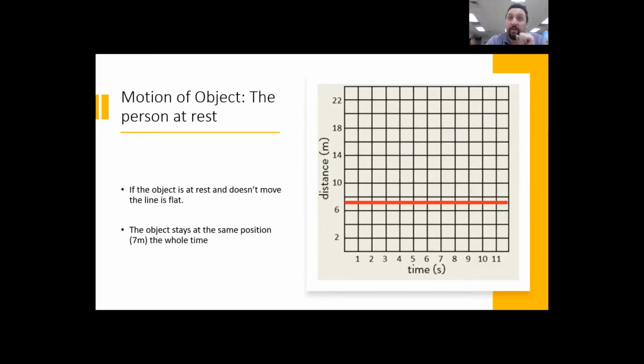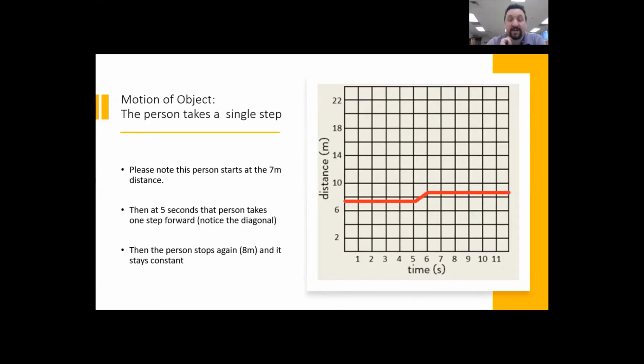Now, I'd like to start with a very simple graph. This graph is flat. It starts at 7 meters of distance and ends at 7 meters of distance. What this means is the object is at rest, not moving, not changing position, 7 meters away from the starting position. It's a rock just laying there, or a student standing at the 7-yard line. An object at rest has a flat line.